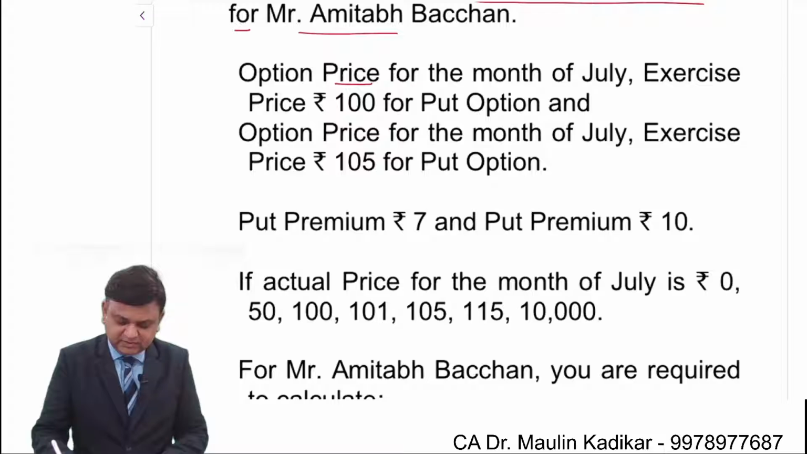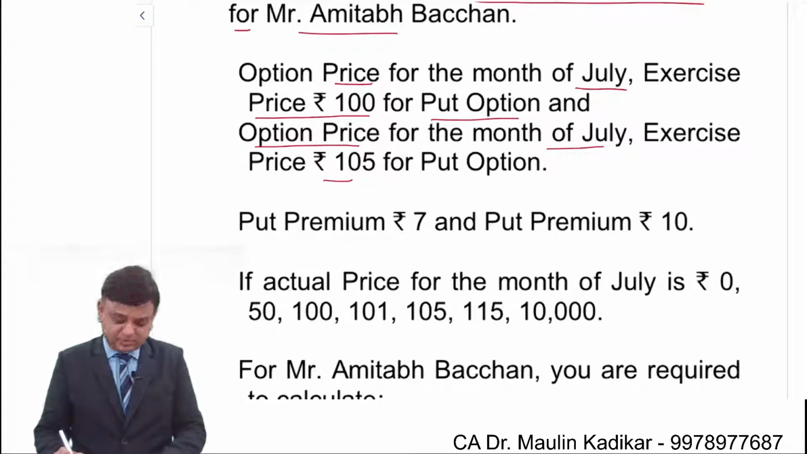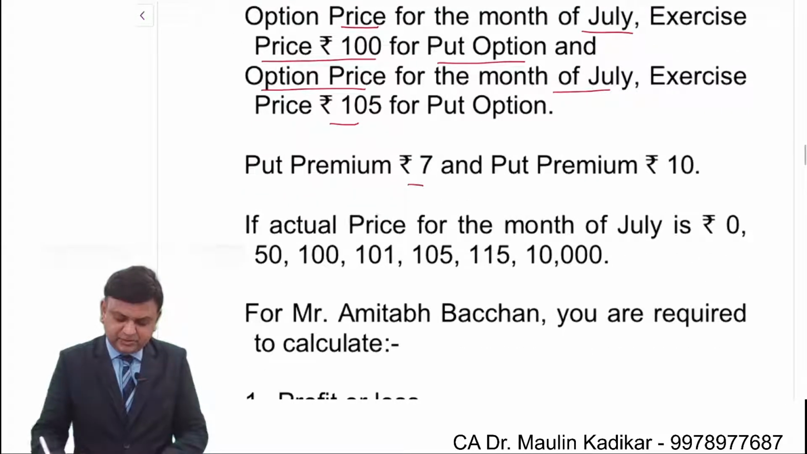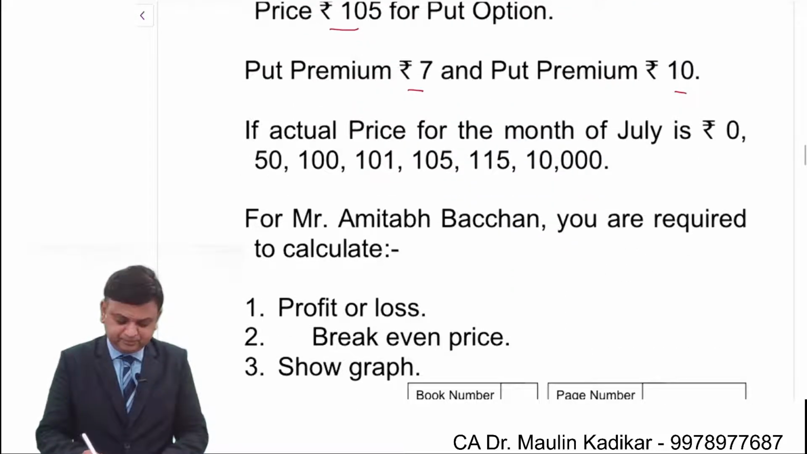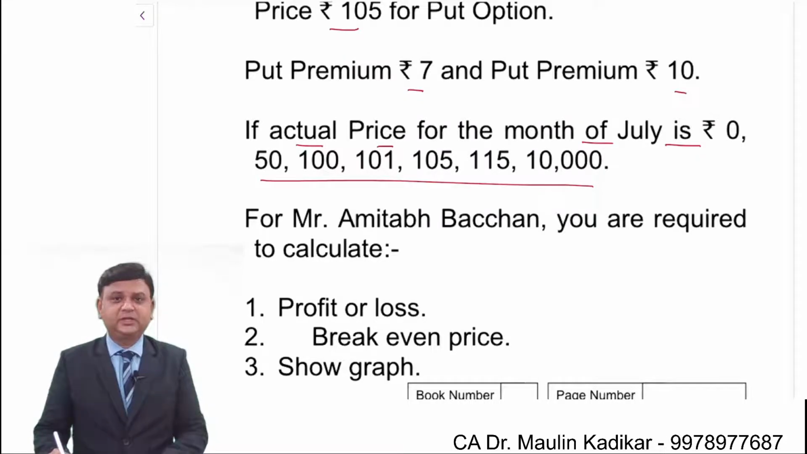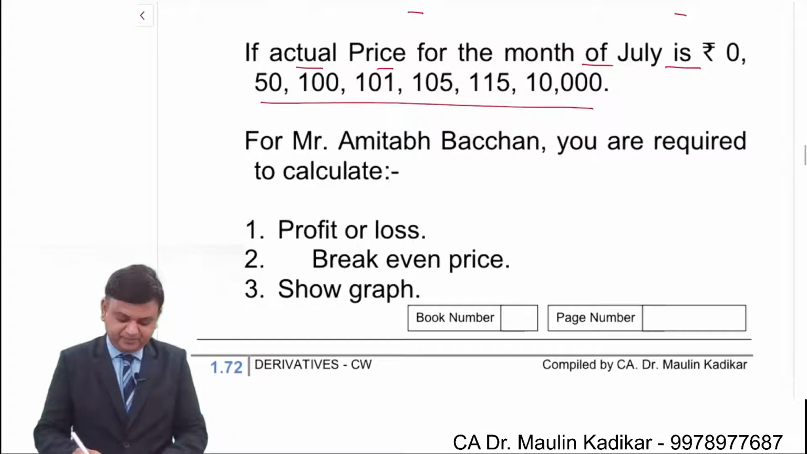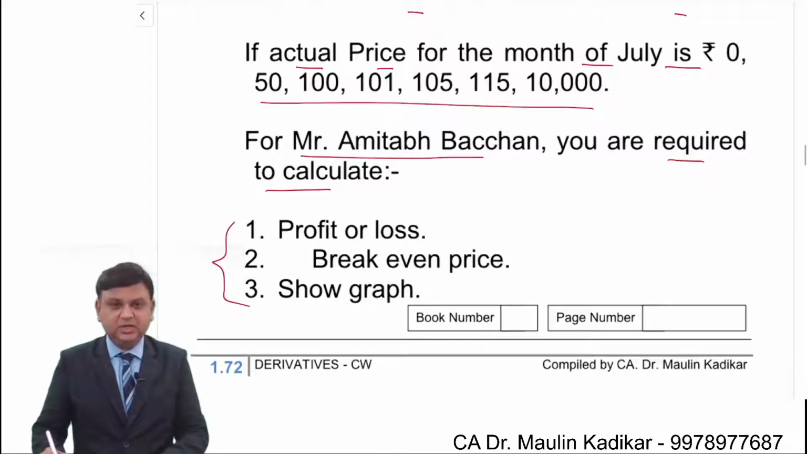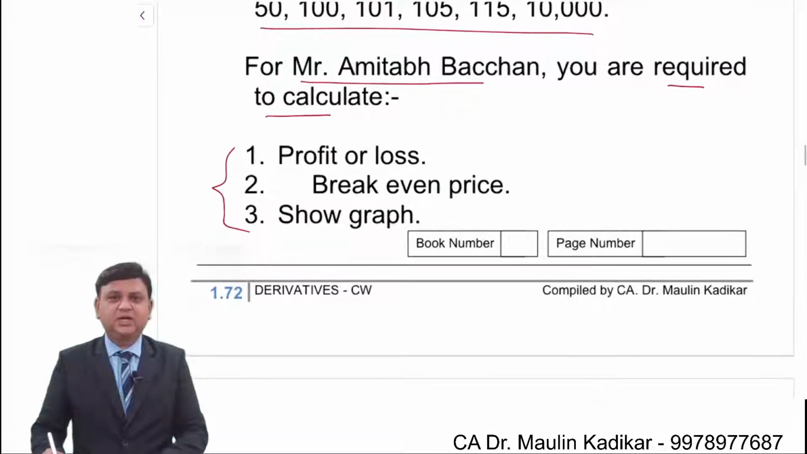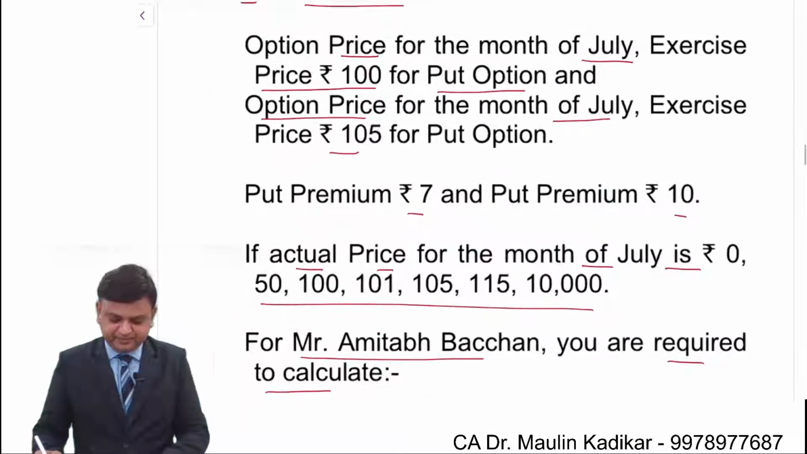Option price for the month of July at an exercise price 100 rupees for put option, and option price for the month of July exercise price 105 for put option. Put premium is also provided to us. If actual price for the month of July is starting from 0 to 10,000, information is given. For Mr. Amitabh Bacchan, you are required to calculate these three questions. One is the profit loss, another is the break-even price, and third is you are required to show the diagram. That is a question.